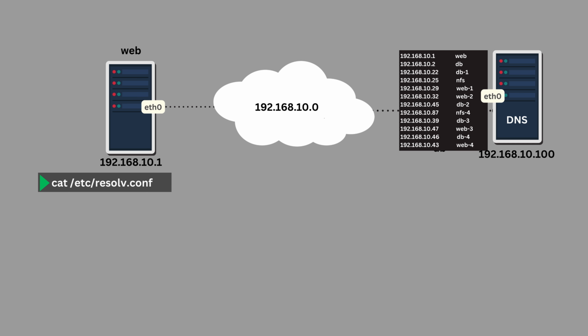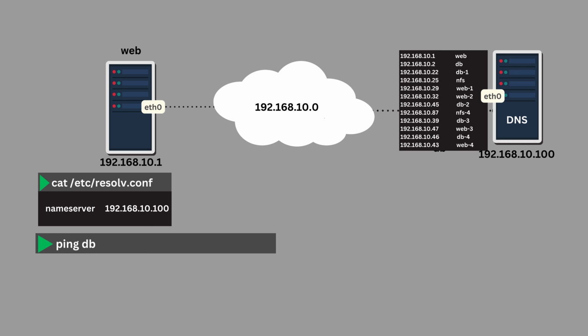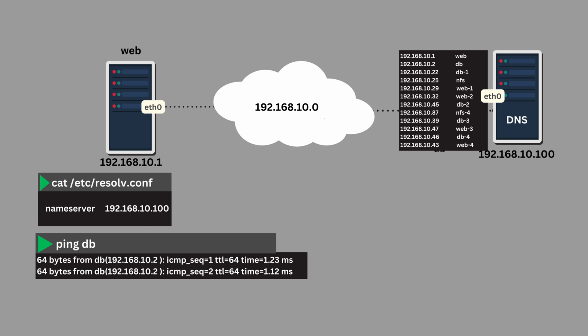To point a computer to a DNS server, you update the /etc/resolv.conf file with the DNS server's IP address, such as 192.168.10.100. After doing this, the computer will query the DNS server to resolve names to IP addresses. If the DNS server is updated with the new IP addresses, all systems will automatically get the new IP information.